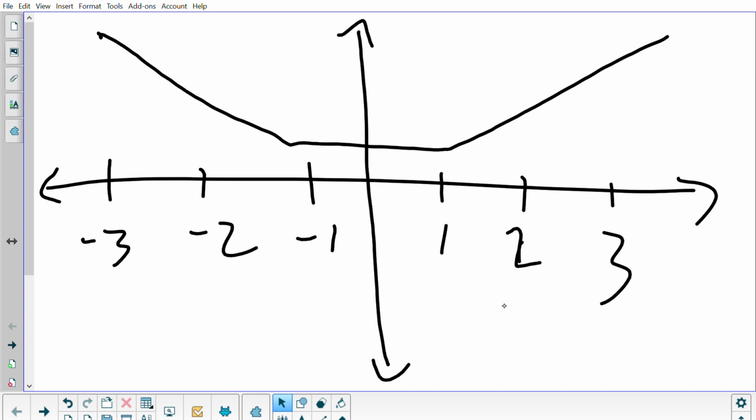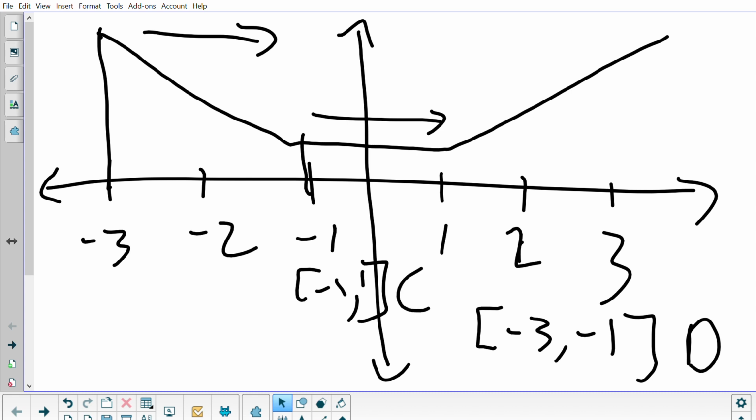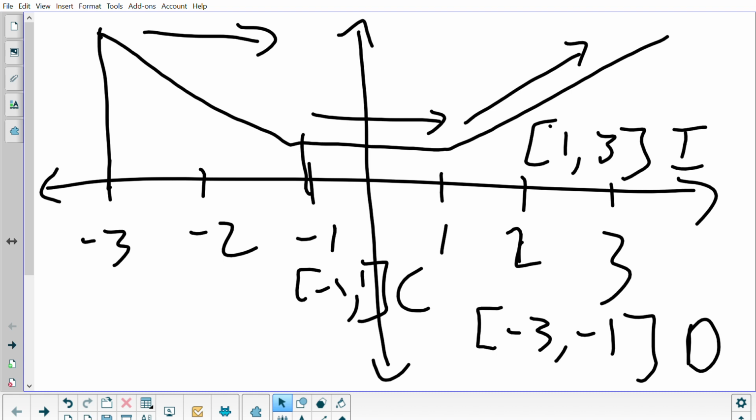So if they say, look at the range of -3 to -1, what they're saying is for the x, always the x, never the y. They're saying from -3 to -1, reading from left to right, is that going up or down? So we would say that this is decreasing. And they might say from the range of -1 to +1. Again, reading from left to right, we would say that this is constant. And then from 1 to 3, reading from left to right, that is an increasing rate.